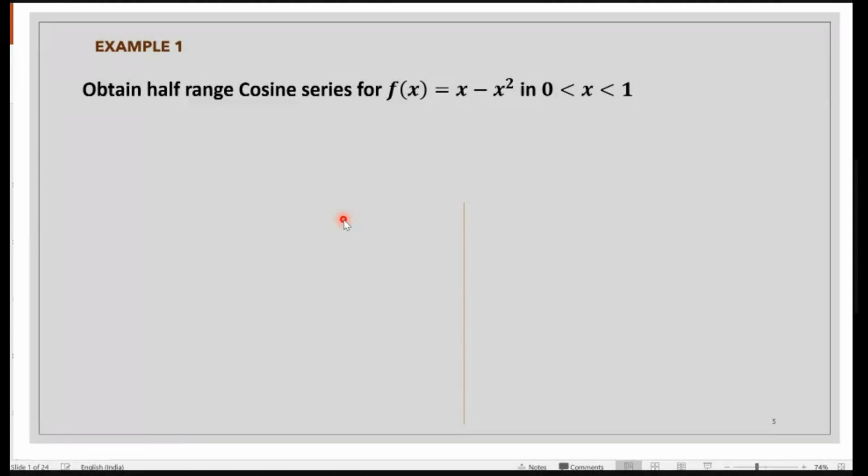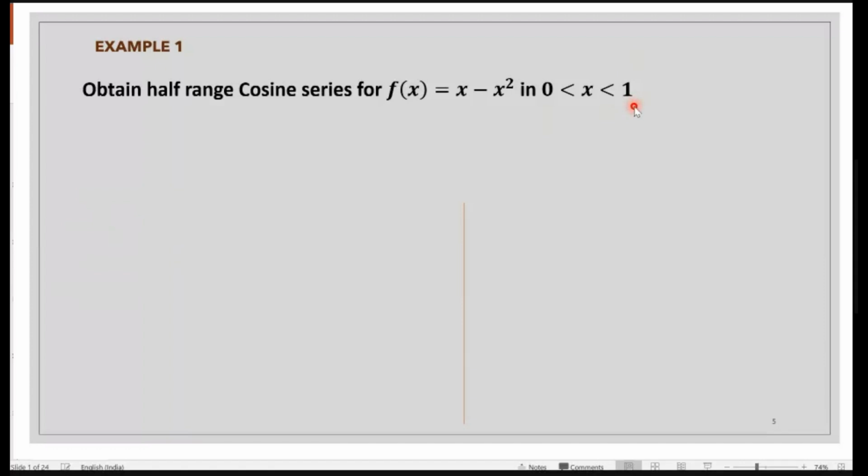So first problem, obtain half range cosine series for f of x is equal to x minus x square in 0 less than x less than 1. Obtain half range cosine series. कोसाइन सीरीज मतलब हमको इवन फंक्शन करके ट्रीट करना है and then calculating a0 and an. Before that check the interval. यहाँ पे दिया है 0 to 1.